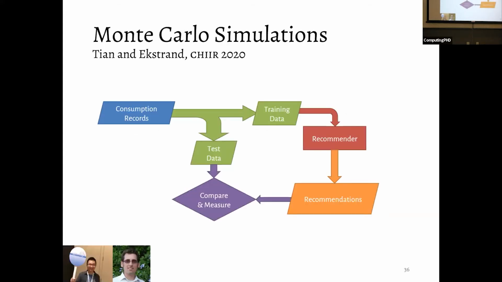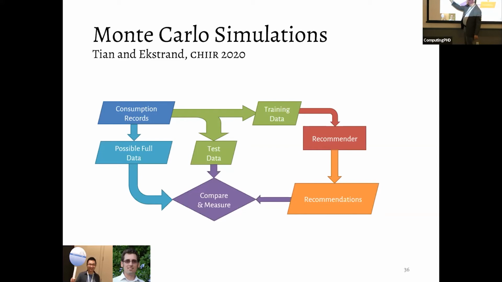So what we did, we take this protocol. We have these consumption records, we have the ratings. We just assume that they're observations of some underlying full set of preference data. But we don't have that full set of preference data, and we can't get it from the ratings. If we did, we would have a perfect recommender, or the building blocks of a perfect recommender.